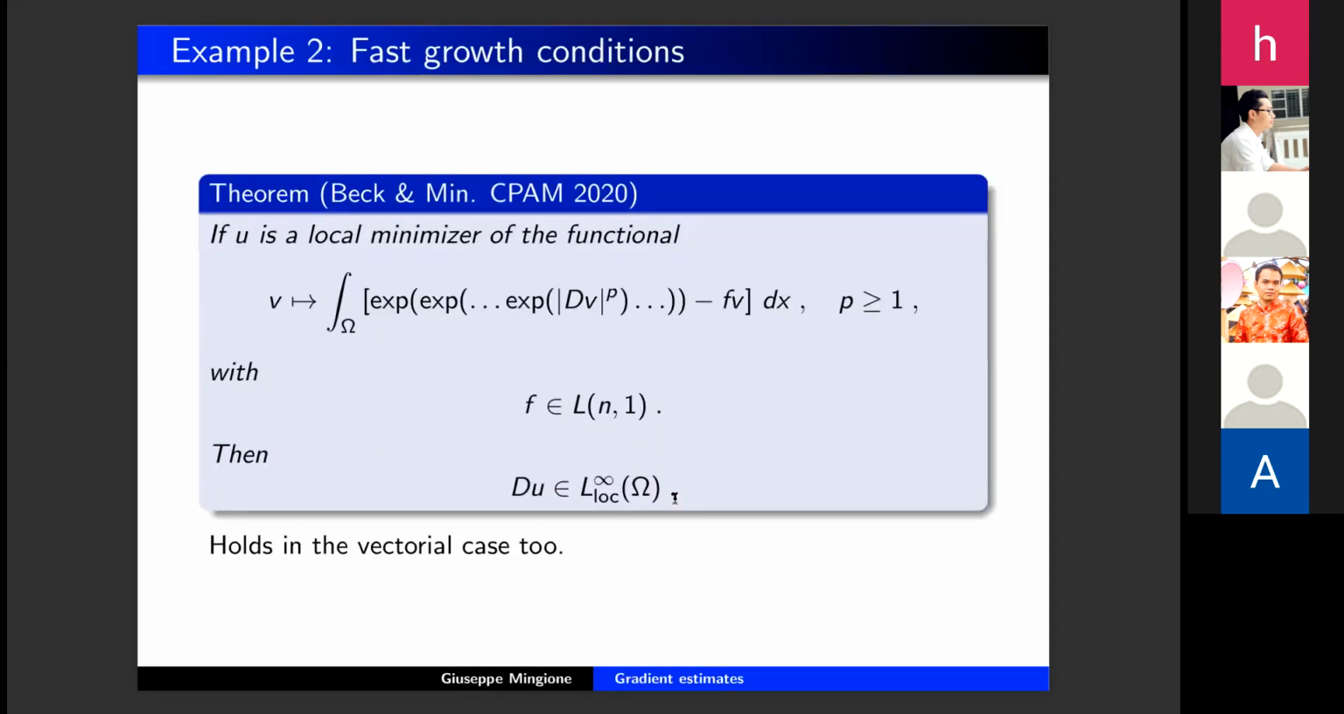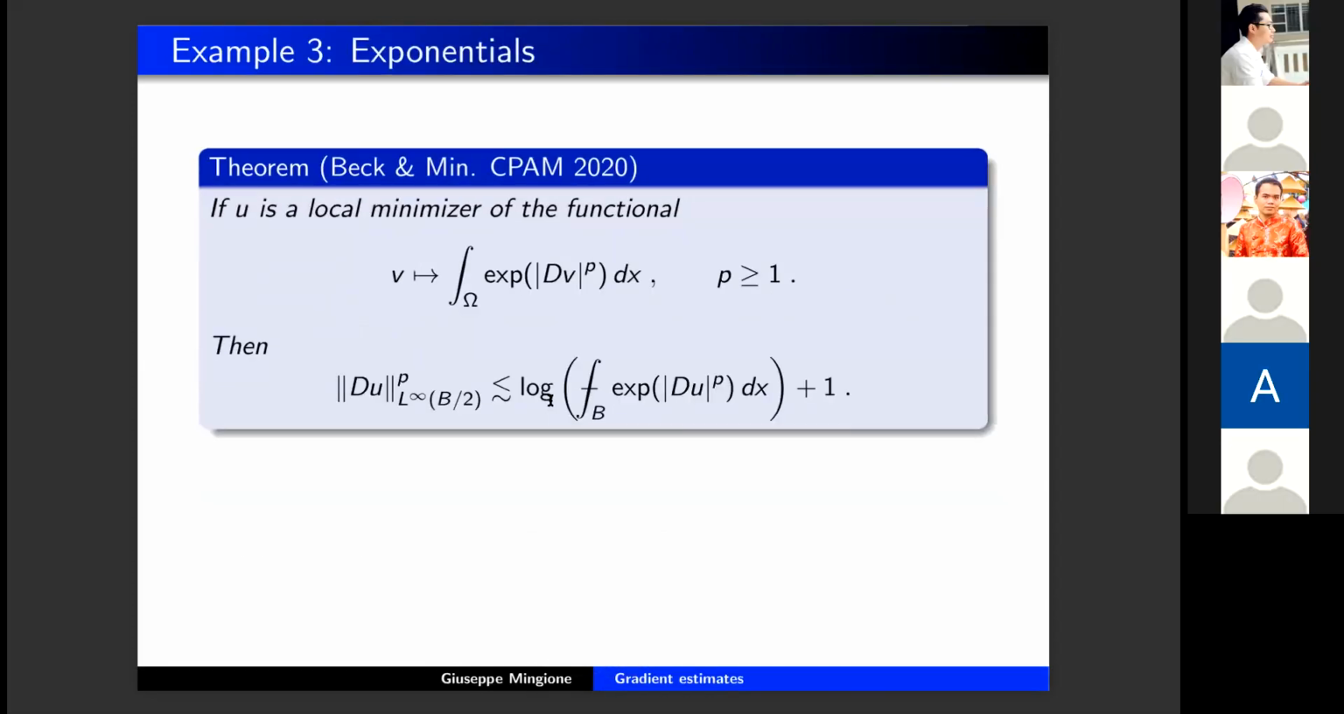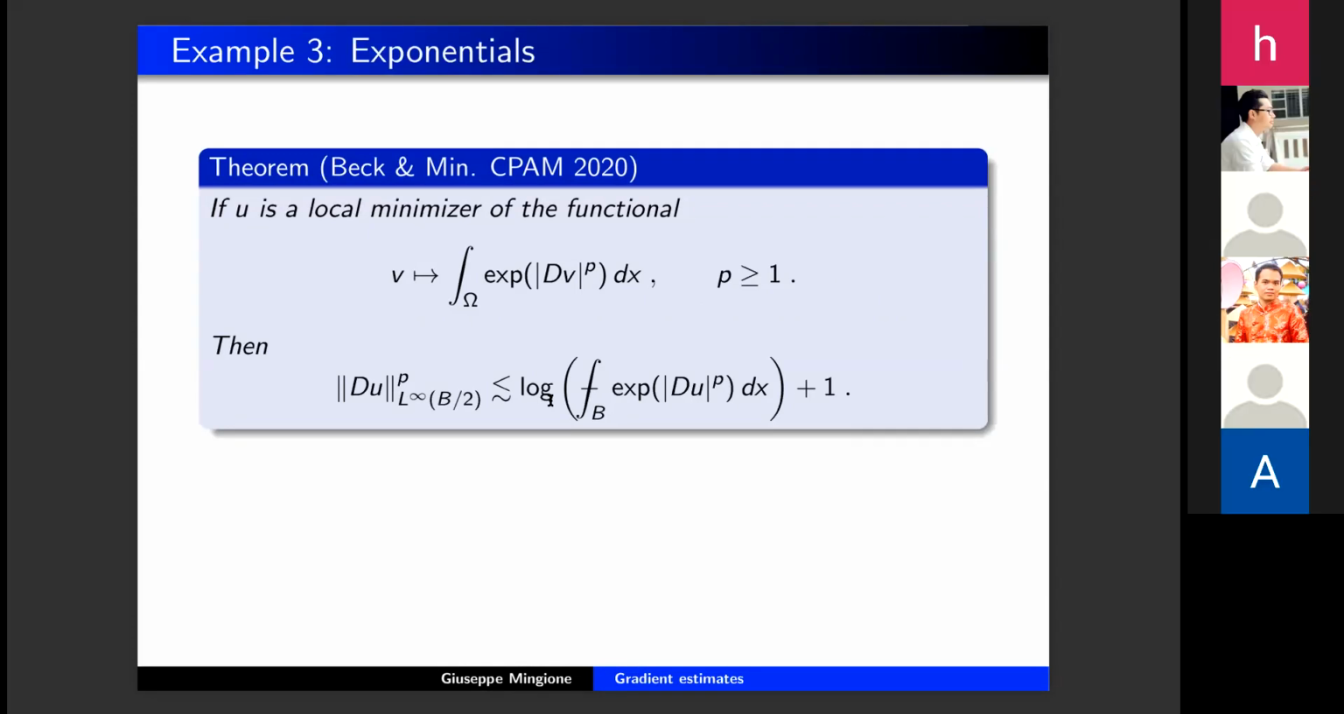Then we can cover fast growth conditions, for instance, any iteration of exponentials. Then if f is in the Lorentz space Ln1, then you get that the gradient is bounded. And this is a new estimate also. This is an estimate which is new also in the case when f is equal to 0.